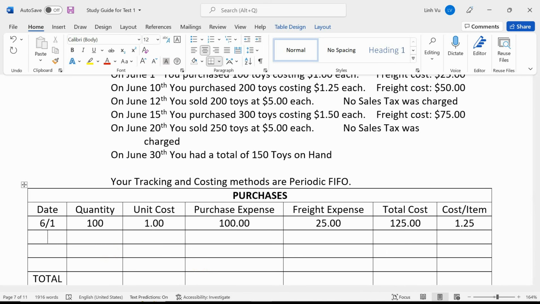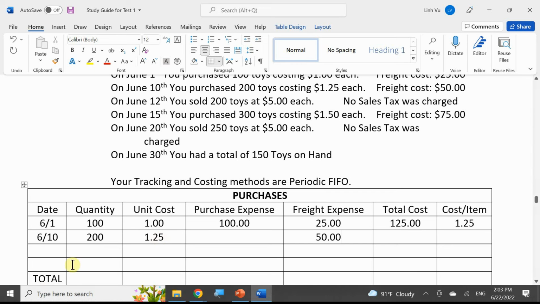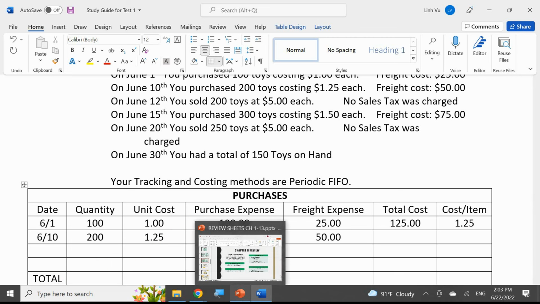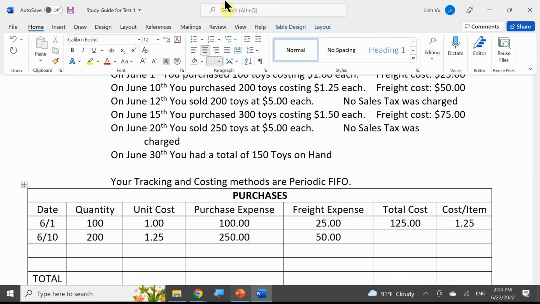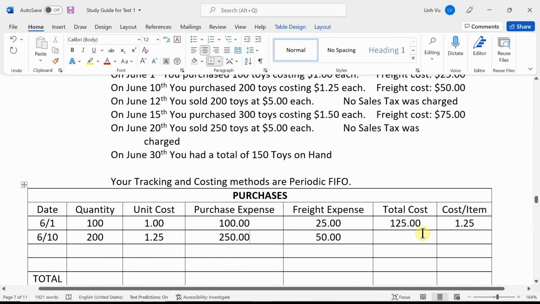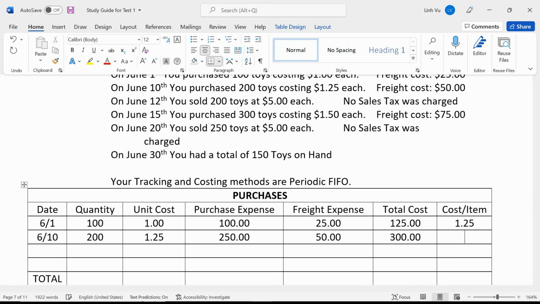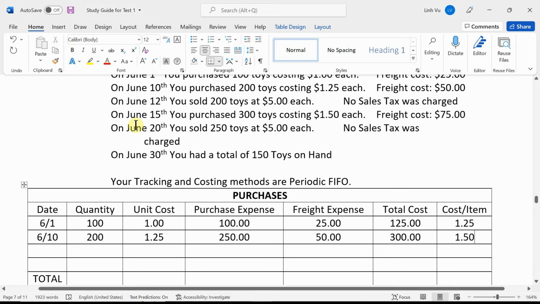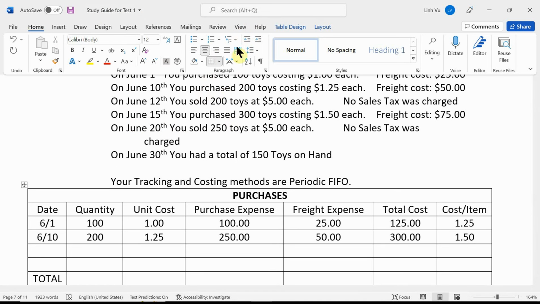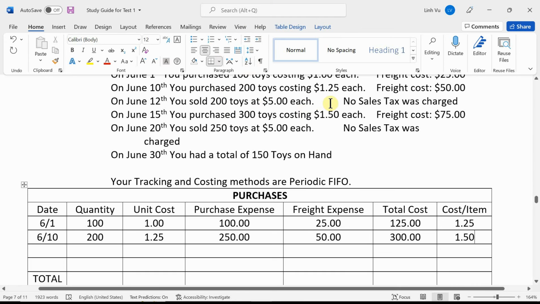Then on June 10, you purchased 200 items at $1.25 each with a freight of $50. So in this case, total purchase price? $250. Total $300. And then cost was $1.50. It's going to cost me $1.50 per item. Then on June 12th, you sold 200 toys at $5 each. No sales tax was charged.